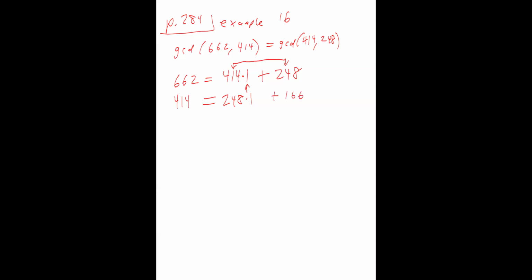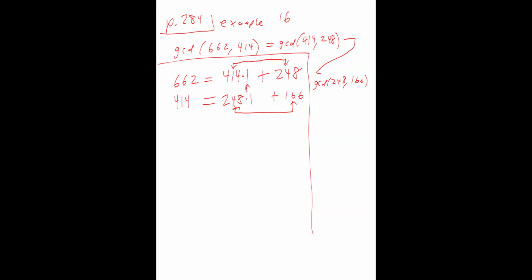So this one isn't important. It doesn't matter how many times 248 goes into 414. The only thing is you're going to keep the 248, which is the smaller number. Let me do a box around those. Whoops, I don't have enough space. Keep the smaller number, which is 248. And you're going to replace the bigger number with an even smaller number, which is the remainder after dividing the bigger number by the smaller number.